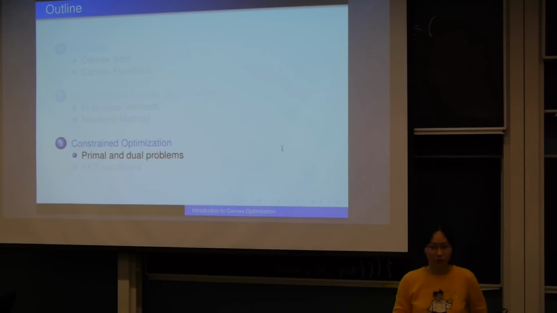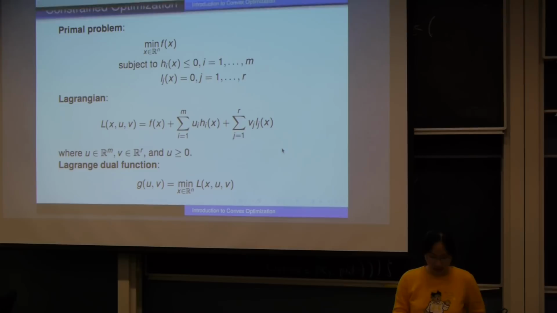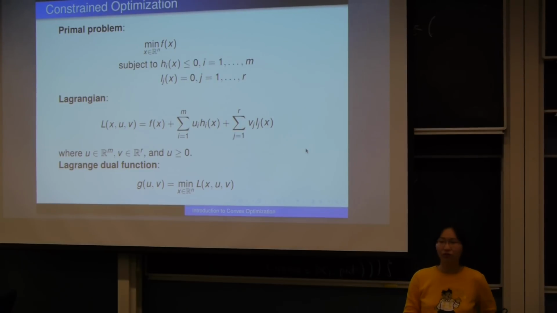So now I'm going to talk about constrained optimization. What is constrained optimization? Originally, we have this objective, minimize the function f(x). But now we have some constraints. A lot of constraints can be written in this way: we have some inequality conditions, and we also have some equality conditions.